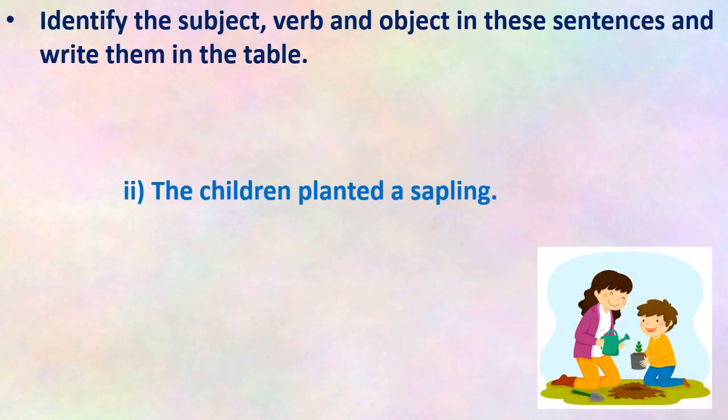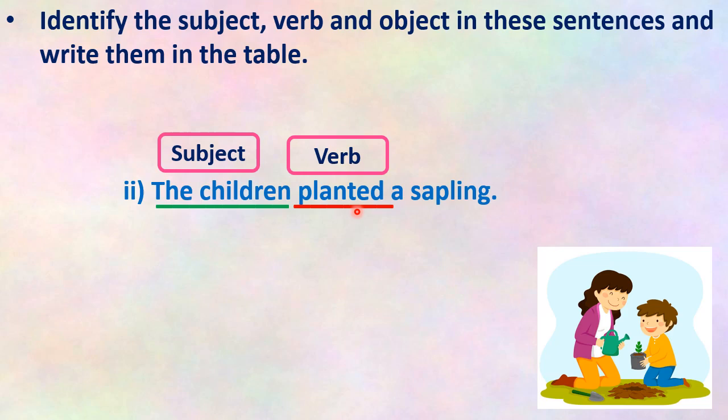Second sentence, the children planted a sapling. So now here, what is the subject? This sentence is talking about the children who planted a sapling. So the subject is the children. And what did they do? They planted. So this is the verb. And what did they plant? They planted a sapling. So a sapling is the object.